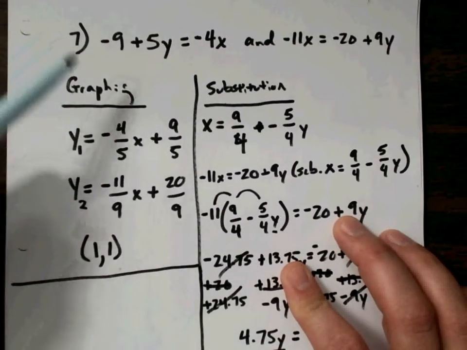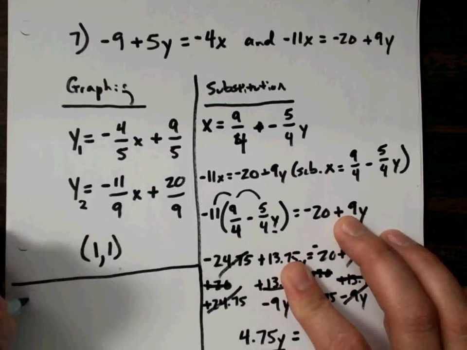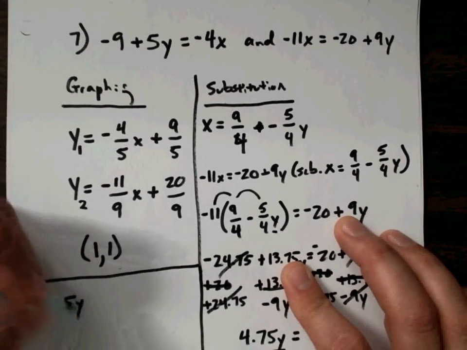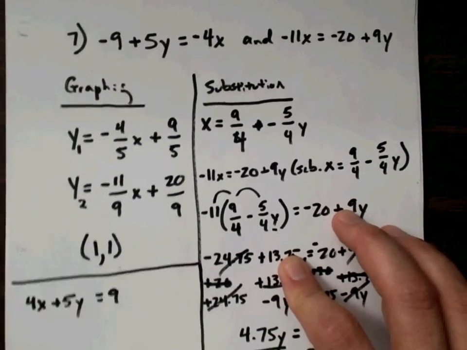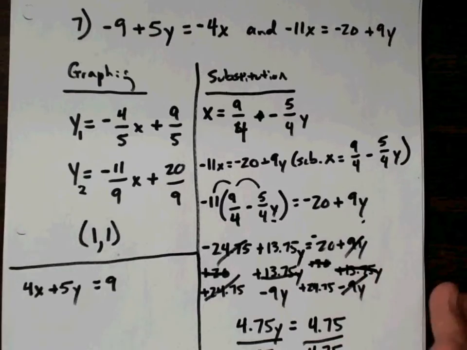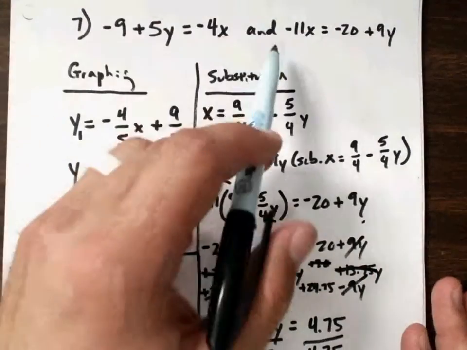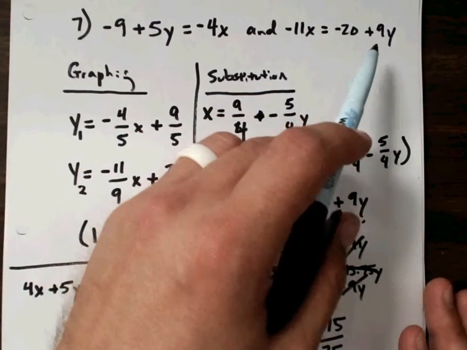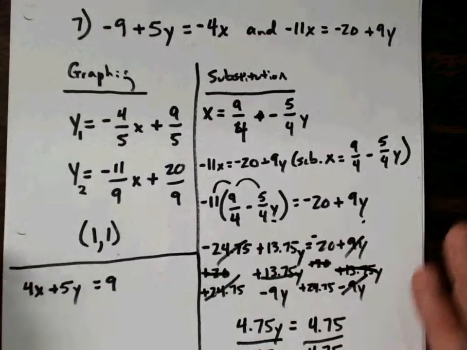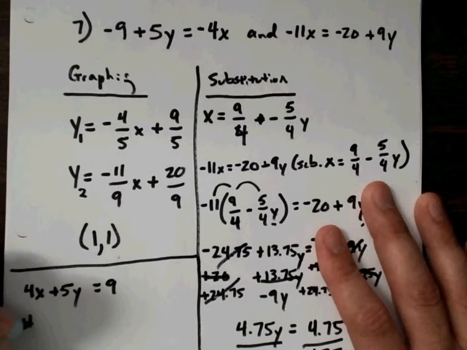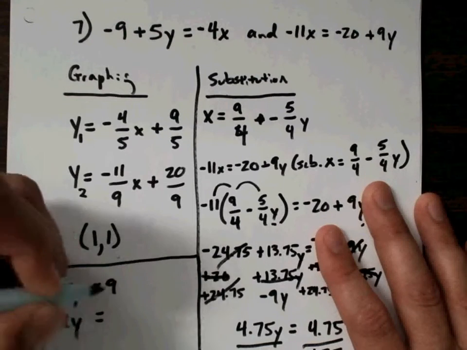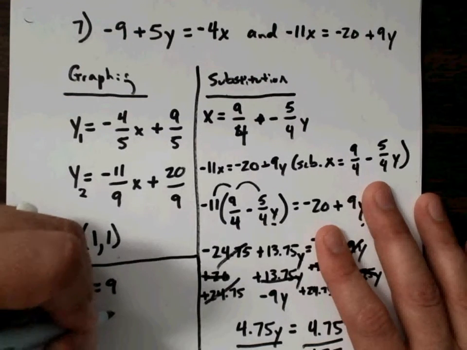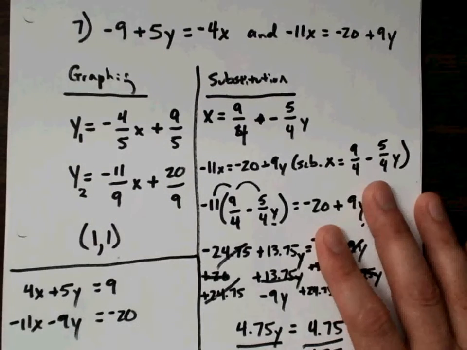I want to move the first one. I want to move the x over and move the 9 over. So it's going to be 4x plus 5y equals 9. Elimination is going to be uglier than substitution, just want to let you know. And up here, I'm going to move the 9 over, so therefore it's only one move. So I'm going to have negative 11x minus 9y equal to negative 20.